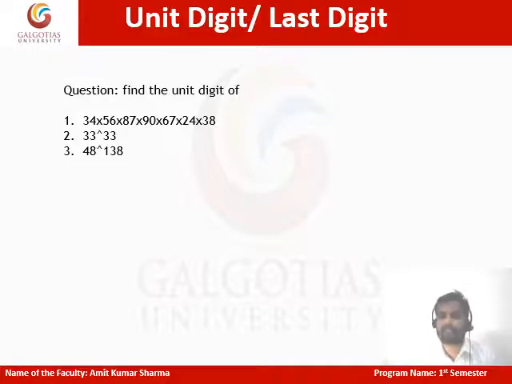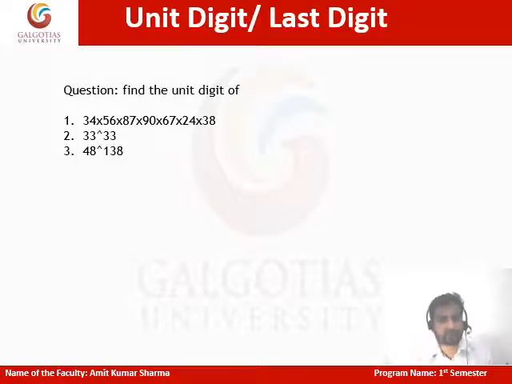Third one is 48 raised to the power 138. Even calculators will fail in this kind of expression, right? But what we have to do, we have to solve. We do not need to solve this expression. We need to find out just the last digit or unit digit of the expression, right?